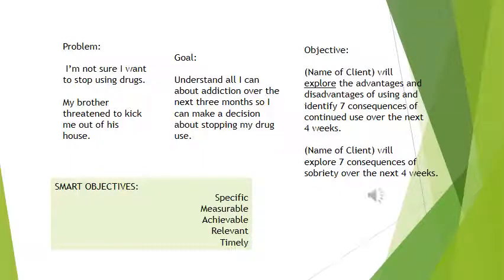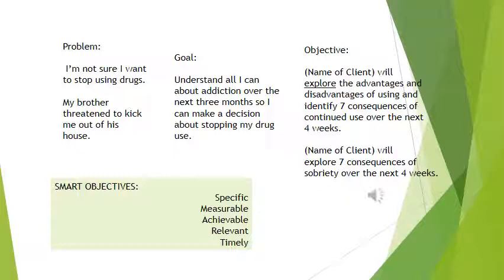Now that we've learned a little bit more about objectives, let's go back to our example that we've been using, where the problem was the client saying, "I'm not sure I want to stop using drugs." And we helped the client devise a goal in which the client said, "I want to understand all I can about addiction over the next 3 months so that I can make a decision about stopping using drugs or not." So in discussing how the client might go about gaining this understanding, we might talk to the client about different ways of doing that, and in the end decide that the client will explore the advantages and disadvantages of using.